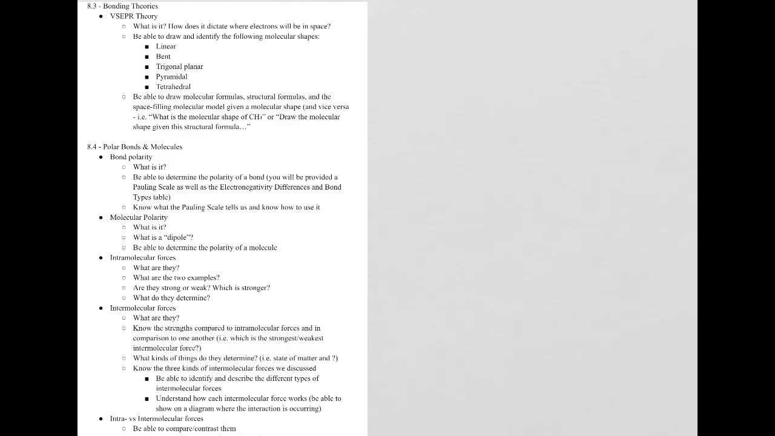Okay, moving on to 8.3, bond theory. So VSEPR theory. What is the VSEPR theory? The VSEPR theory is used in order to describe or explain how molecules exist in three-dimensional space because of their electrons. So there's all of the different molecular shapes that we've learned. Those are all associated with the VSEPR theory.